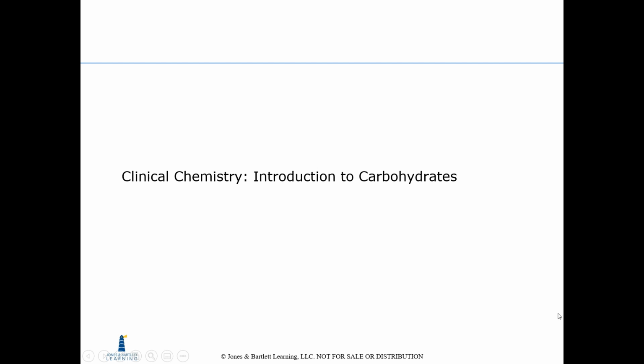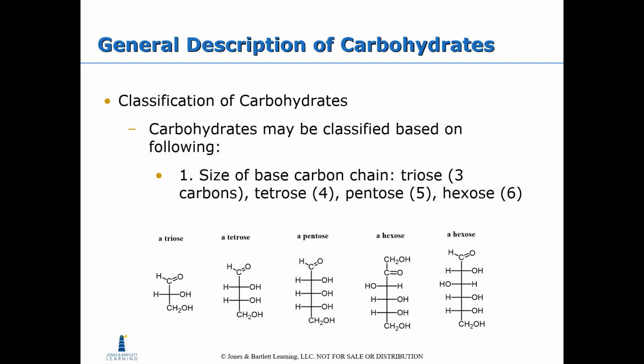Clinical Chemistry, Introduction to Carbohydrates. Carbohydrates can be classified based on several different factors, one of them being the size of the base carbon chain. A triose has 3 carbons, tetrose has 4, pentose has 5, hexose has 6, and there are some representative diagrams below.